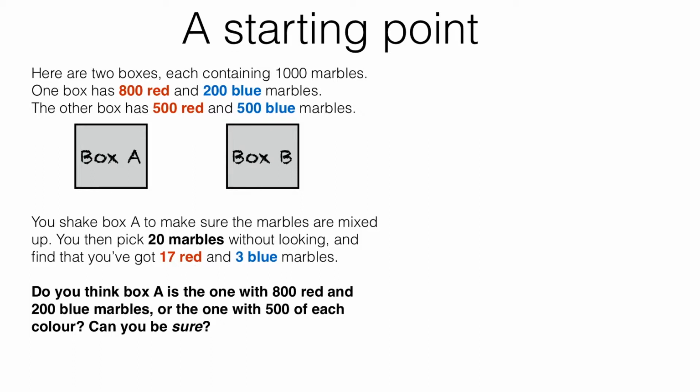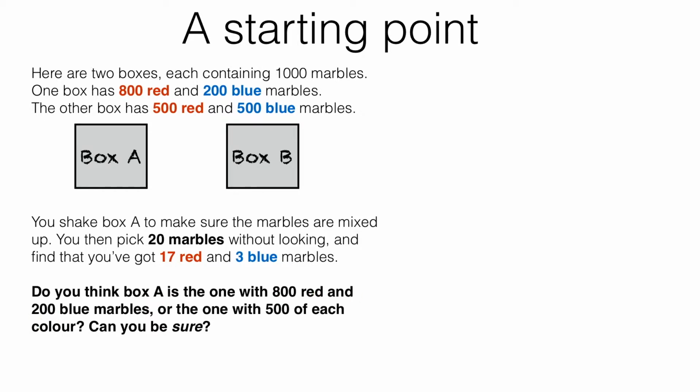Now, what you do is you shake box A to make sure the marbles are all mixed up. So it's not like all of the red marbles are at the top and the blue ones at the bottom or anything like that. The marbles are completely mixed up. You then pick 20 marbles without looking from box A, and you find that you've got 17 red and 3 blue marbles.